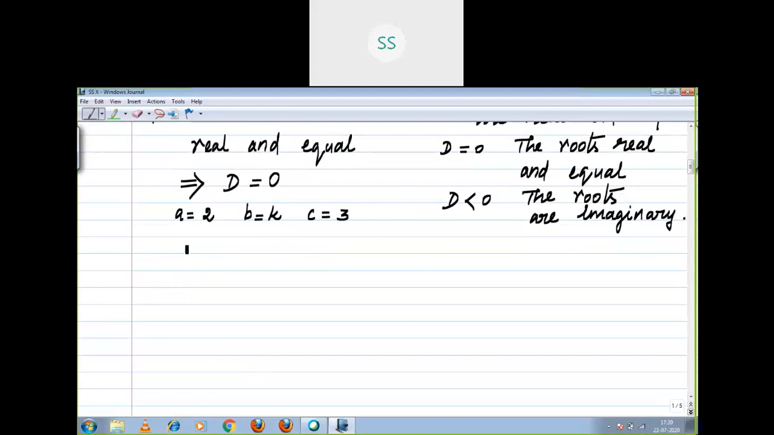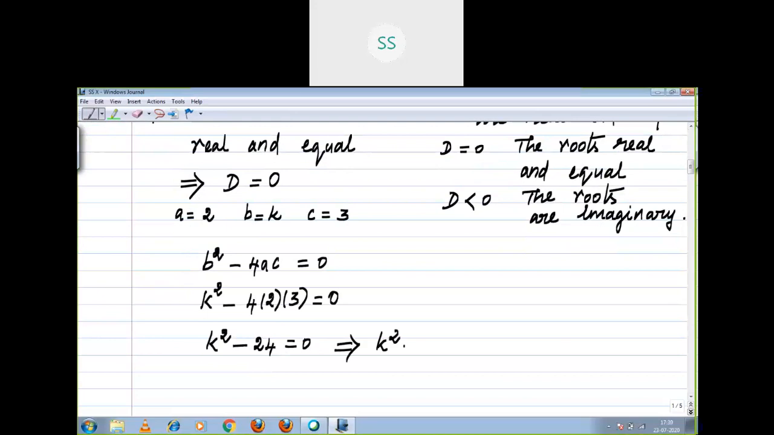Now, b square. What is b? b square minus 4ac equal to 0. k square minus 4 into 2 into 3 is equal to 0. Now, k square minus 24 equal to 0, which implies k square equals 24.